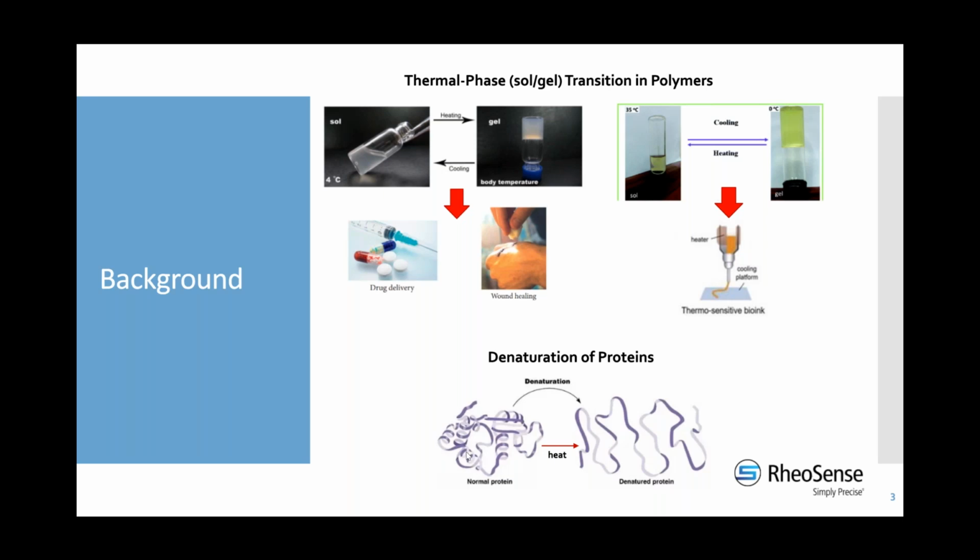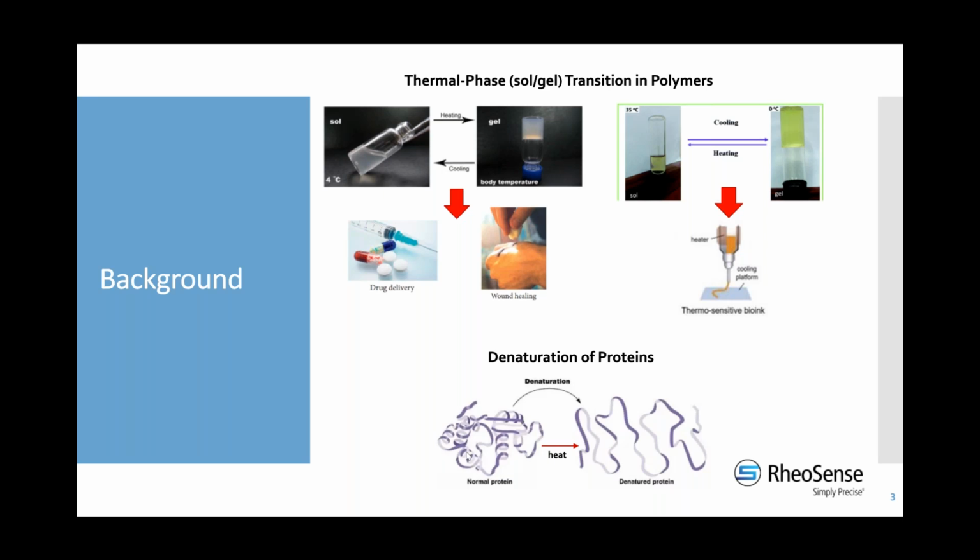On the other hand, polymers that can form gel upon a cooling cycle are good candidates for 3D printing applications, so that prior to deposition or extrusion, the polymer is in liquid state, but after deposition on a cooling platform, as temperature drops, they can form gel and become solid.